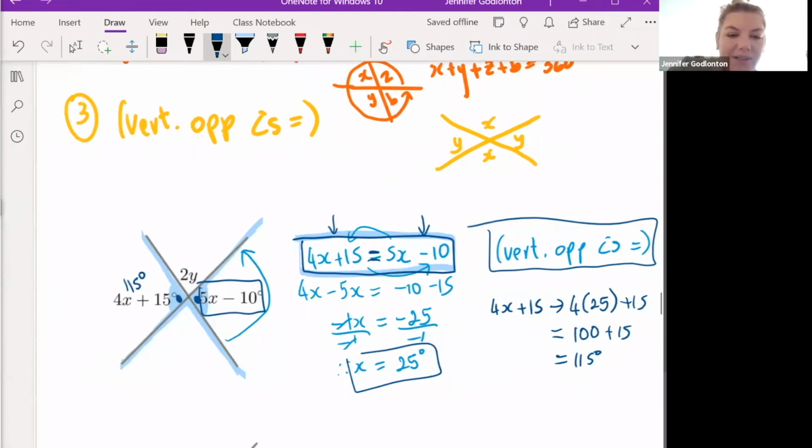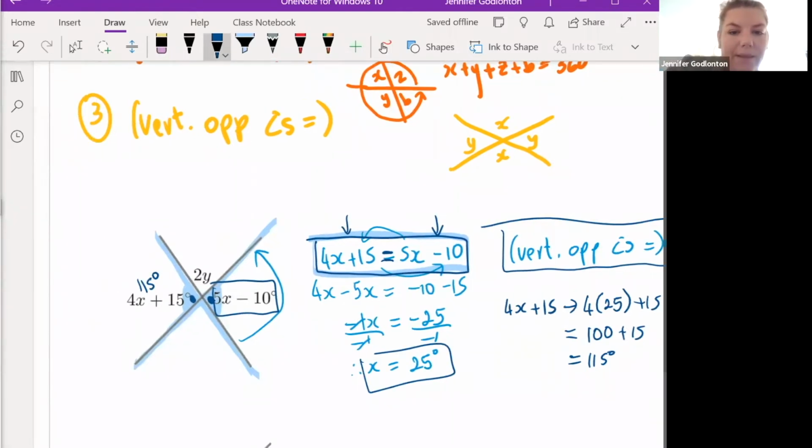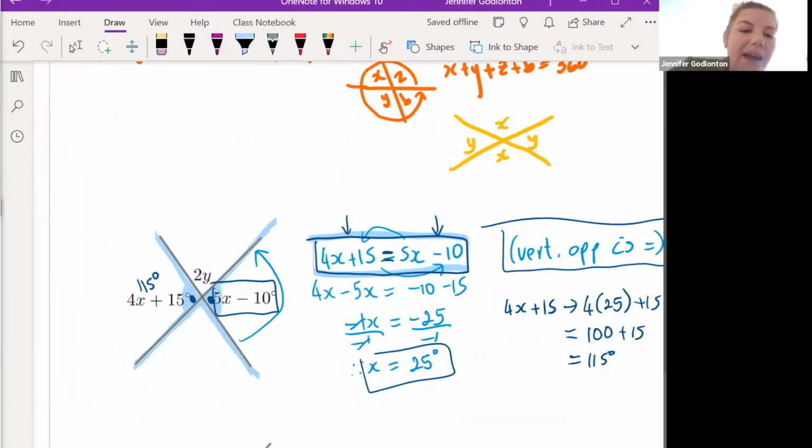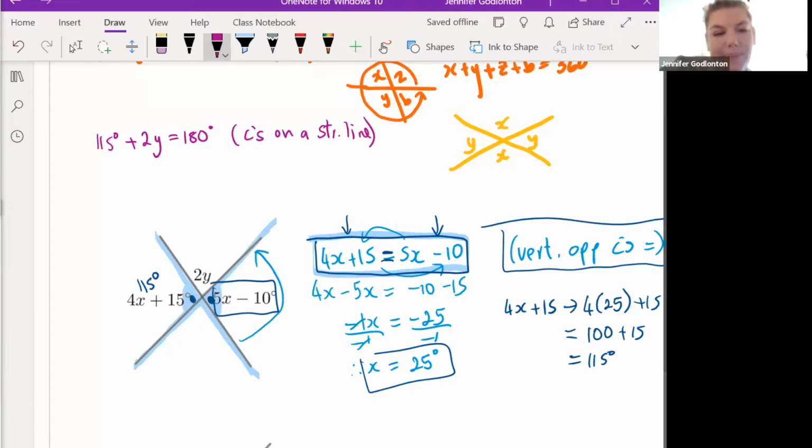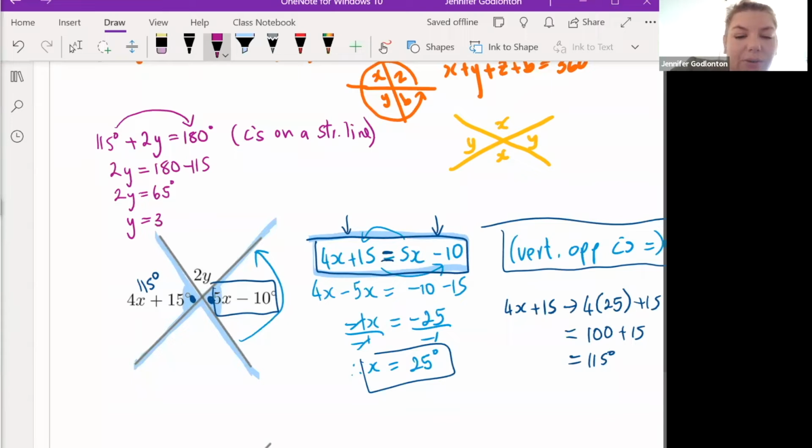So that means if I'm wanting to figure out what 2y is going to be, I did not leave nearly enough space to do this question. Let me move this away. I can say 115 degrees plus 2y is going to equal 180 degrees because of angles on a straight line. I'm going to move my 115 degrees over there. So I'm going to have 2y is equal to 180 minus 115, which means 2y is going to be equal to 65 degrees. And so y is going to equal 32.5 degrees.